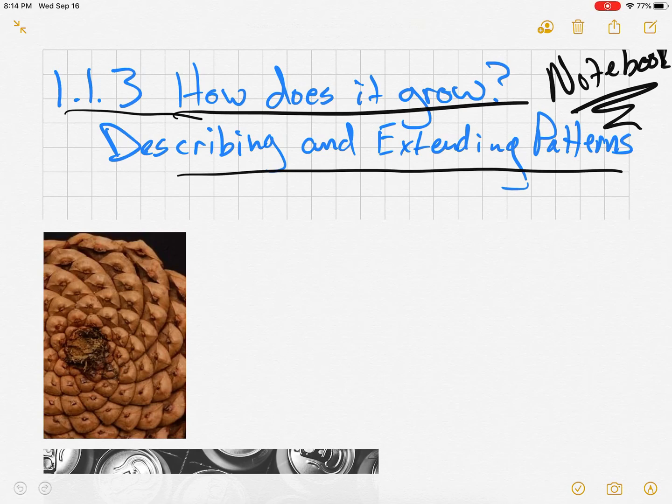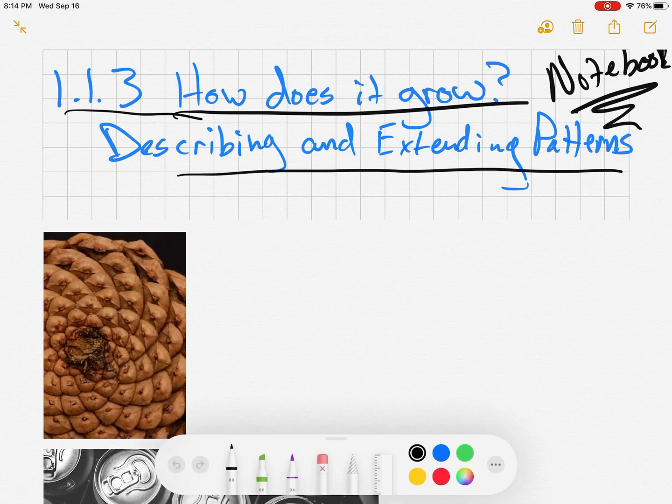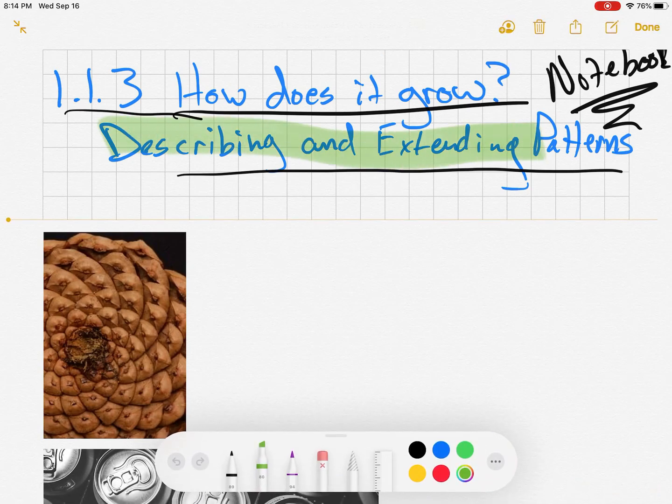Hey there, here's the video for 1.1.3, and it's called How Does It Grow? And the main thought about it is called Describing and Extending Patterns. So that's what I want you guys to think about when we're going through this one, okay?